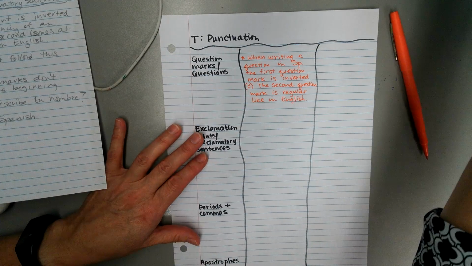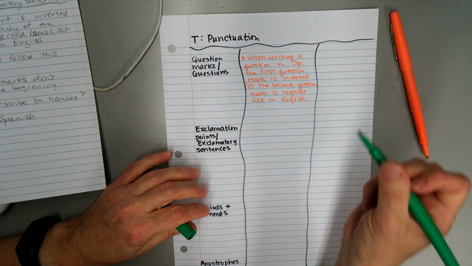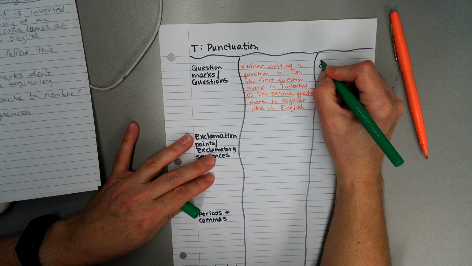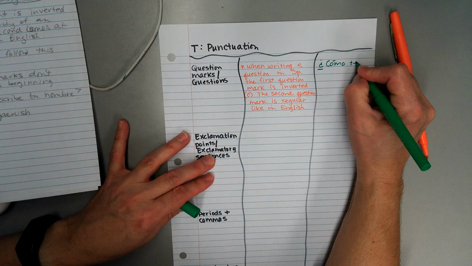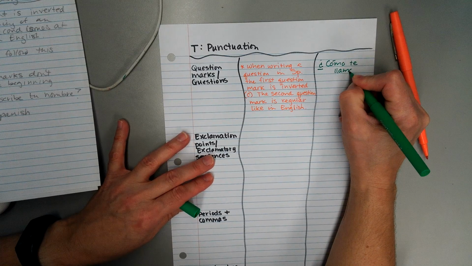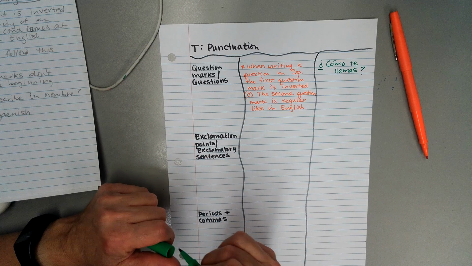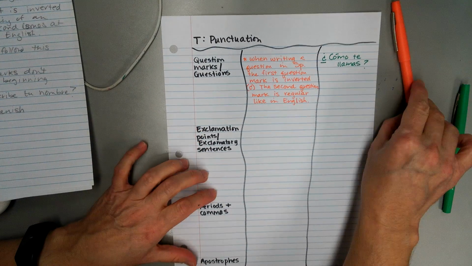So an example of this would be like the question, ¿Cómo te llamas? What is your name? It looks like this. ¿Cómo? And there's my inverted question mark. Te llamas. Then at the end, it's just normal. Okay.